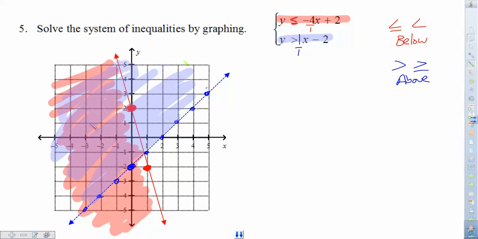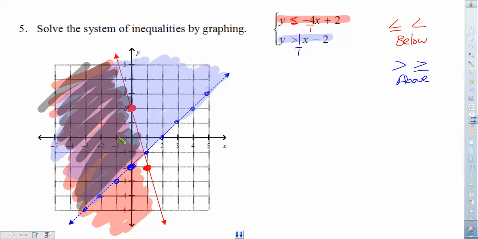Now, how can you properly show me the solution? Remember, that solution is where the two intersecting regions cross. It is your responsibility to do one of two things for me. Either make the solution region a heck of a lot darker than the other two that you shaded. As you can see, I'm making it darker right here. I need to be able to tell that that right there is the solution. That's one way of doing it.